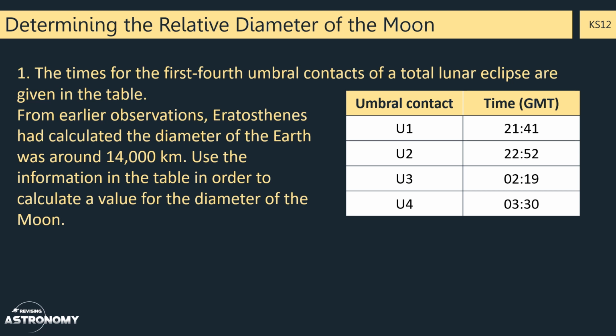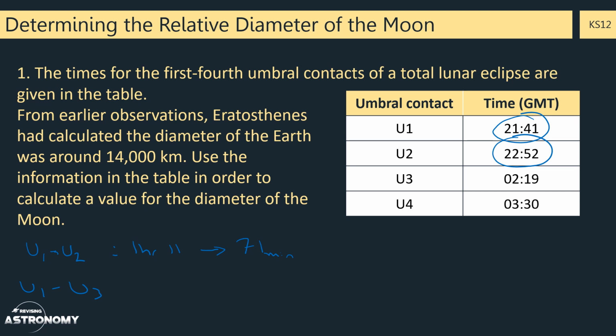So firstly, we're going to work out the time difference between U1 to U2. U1 to U2 is 2141 to 2252. So we can see that that difference is 1 hour and 11 minutes. And we're going to convert this into minutes. So that's 71 minutes. We then need to find out the time between U1 to U3.